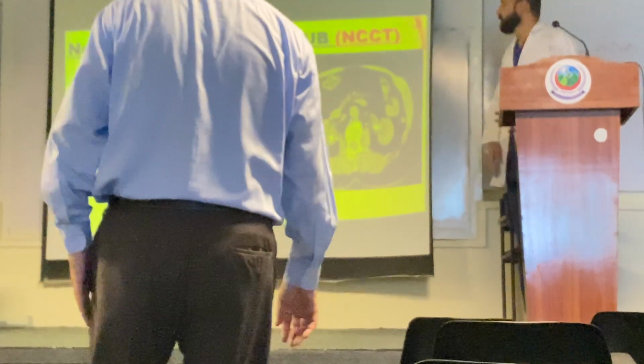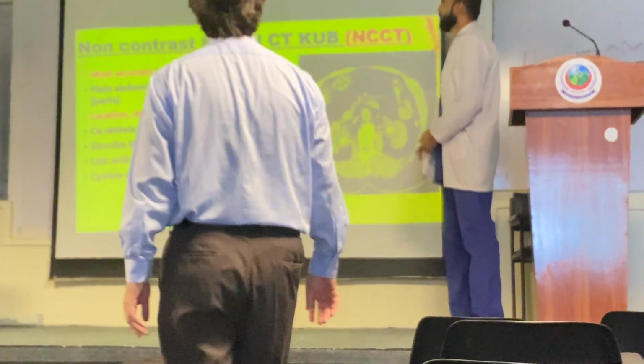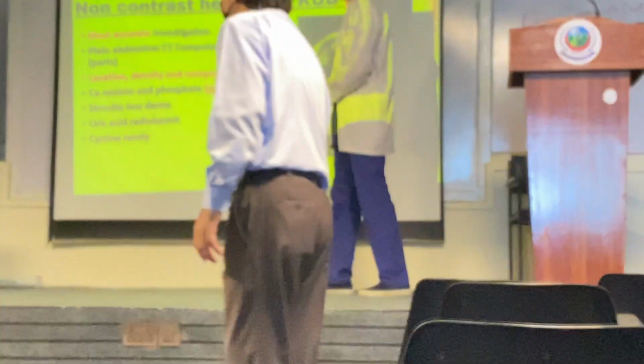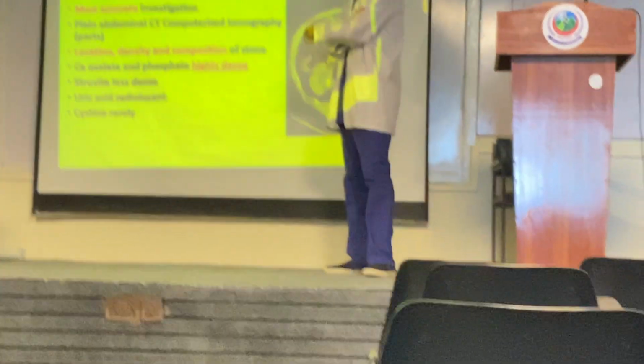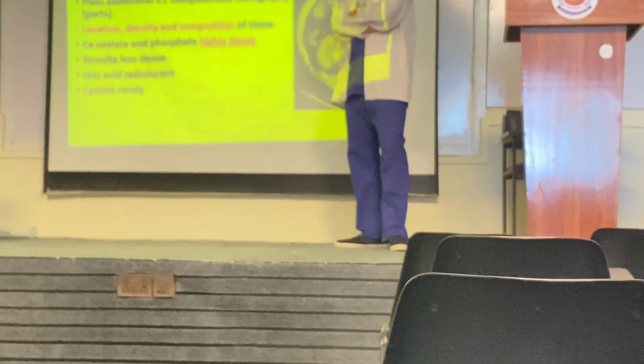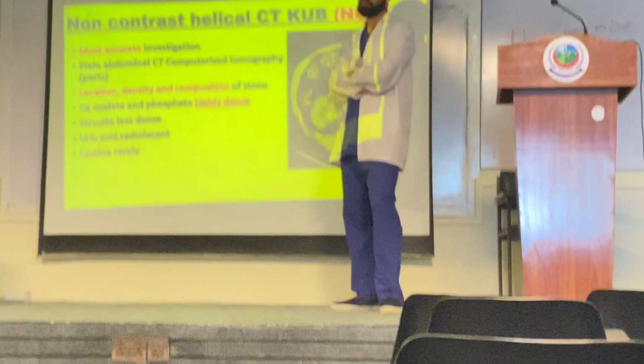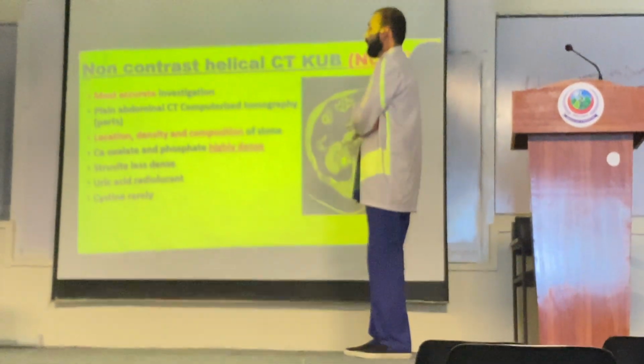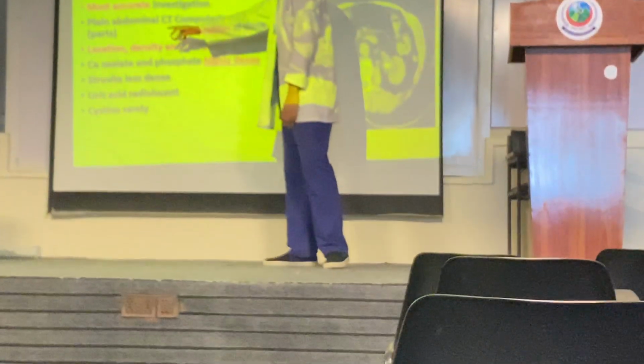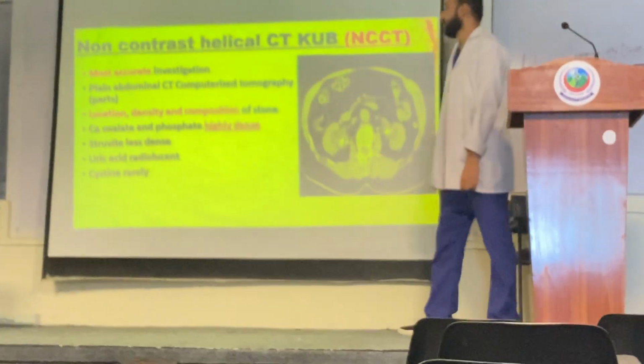Then we can do the non-contrast helical CT, and it is the most accurate investigation. Helical means spiral, like DNA helices. We can check in the CT scan the location, density, and composition of the stones specifically. Most commonly the calcium oxalate and calcium phosphate stones are highly dense, and all other stones are less dense as compared to the calcium phosphate stones.